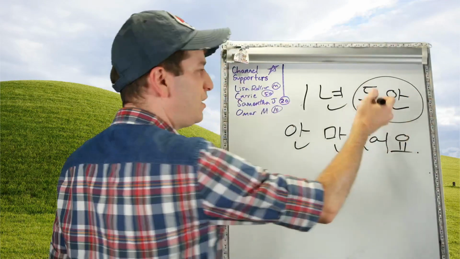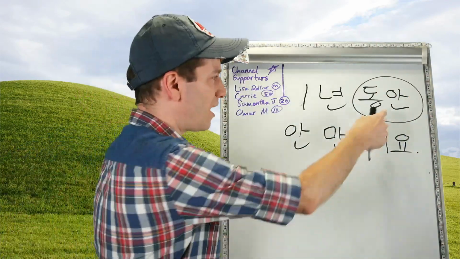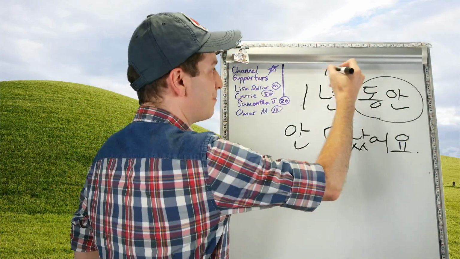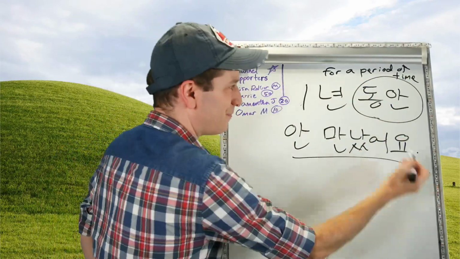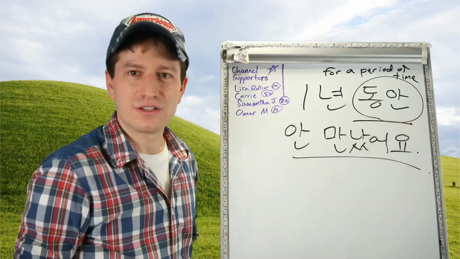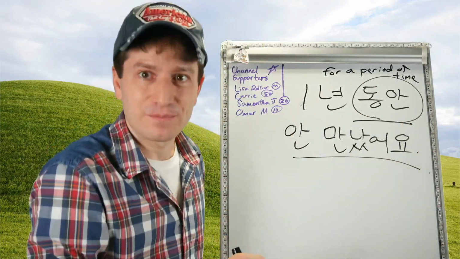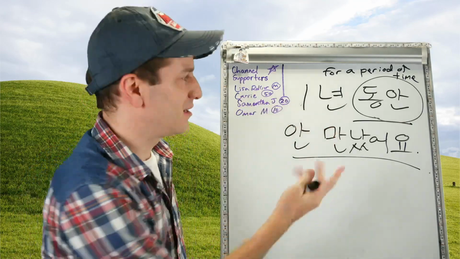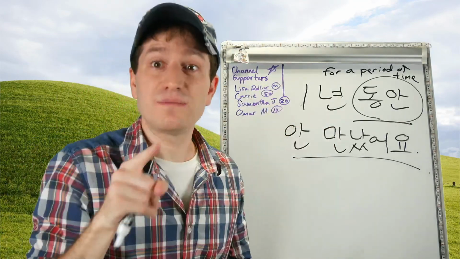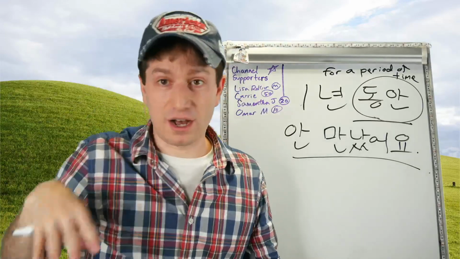The key word here is 동안. 동안 means for a period of time. 1년 동안 안 만났어요. Literally, I didn't meet them for a period of a year. So we didn't meet for 1 year. That's how you say it's been a year since I met them and I haven't met them since. So just say it directly. If you want it to be clear, no, this is not going on anymore.